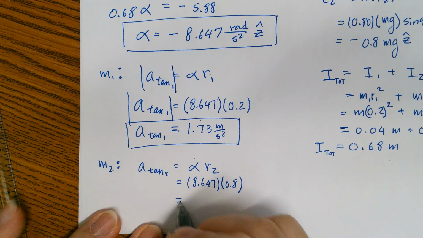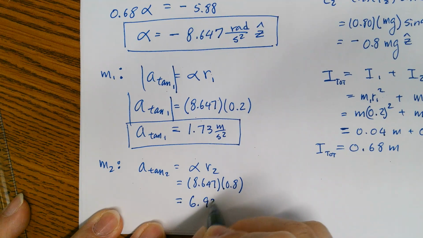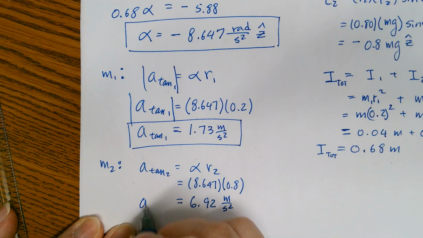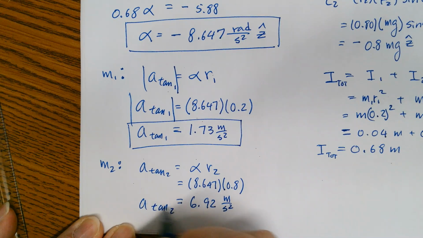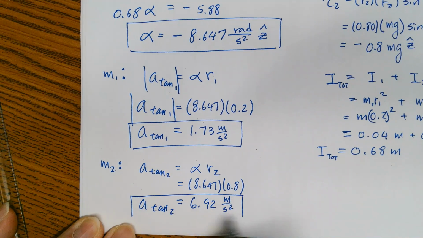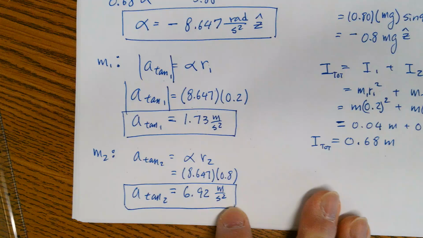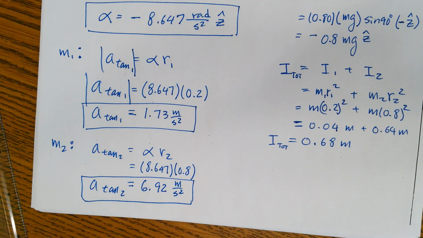So this comes out to 6.92 meters per second squared for my tangential acceleration. Okay. So I think it's important to start with torque is equal to I alpha.